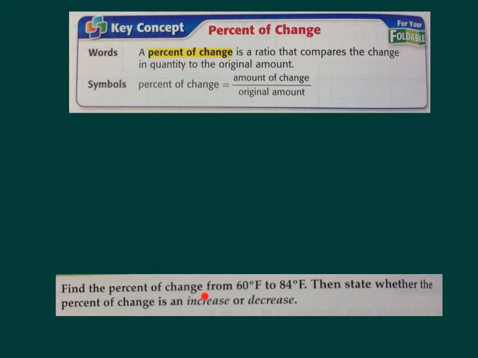So in this problem here it says find the percent of change from 60 degrees Fahrenheit to 84 degrees. And then we're going to state whether it's an increase or a decrease in percent change. So the first thing I need to do is find the amount of change. So when I look at this, I can see that the amount of change from 60 to 84 is going to be 24 degrees. Okay, oops, that's supposed to be a degree sign.